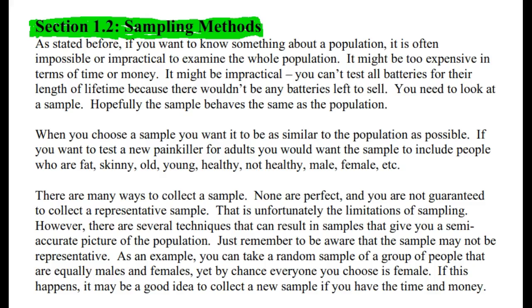So in the last section we had defined the difference between a population and a sample, and we had talked about how in a later section we would talk about some of the ways of how we would actually go about picking which objects were going to be in our sample.